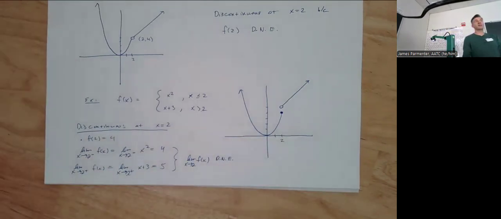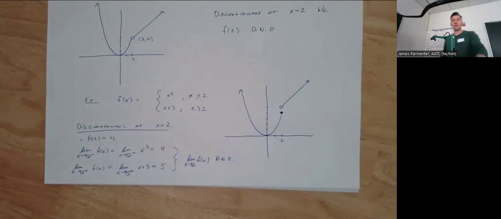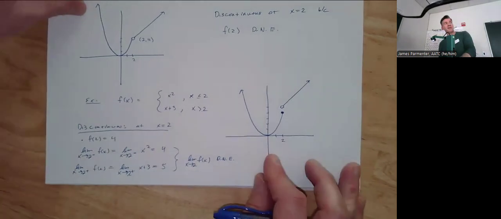So your function can be discontinuous because the function doesn't exist. Or your function can be discontinuous because the limit doesn't exist. It can also be discontinuous even if both of those things exist, and they're not the same.